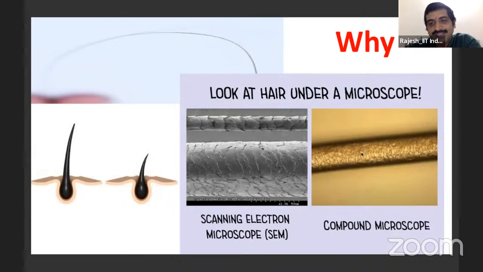Now look at the right hand side. See, the right hand side, this yellow kind of picture is the same human hair when it is seen in a compound optical microscope. Most of us know, all of us know how they work. And the same human hair, when it is looked in a scanning electron microscope, or for now we'll just take this as electron microscope, they look like this.